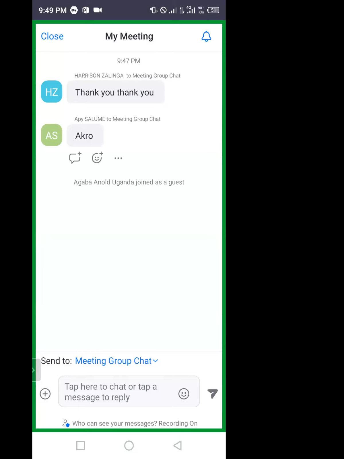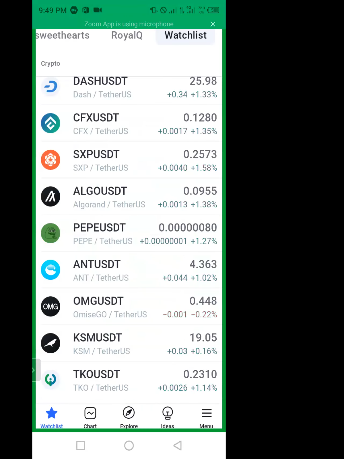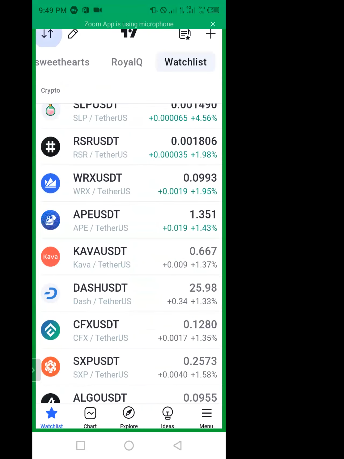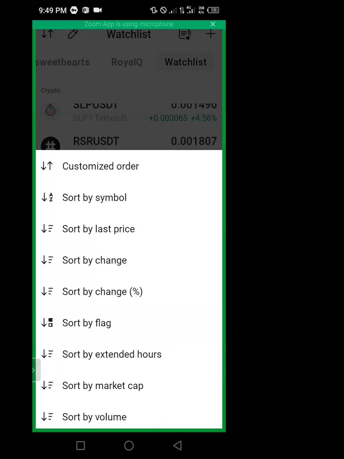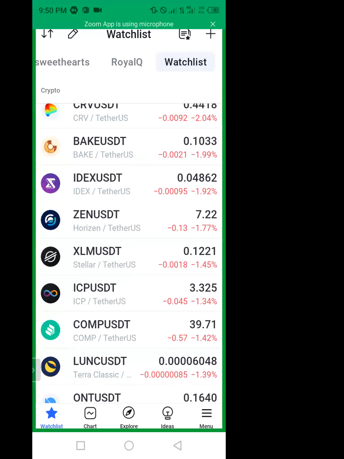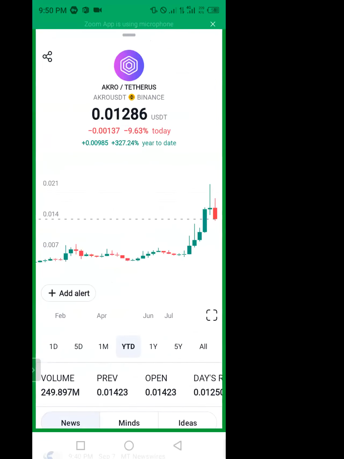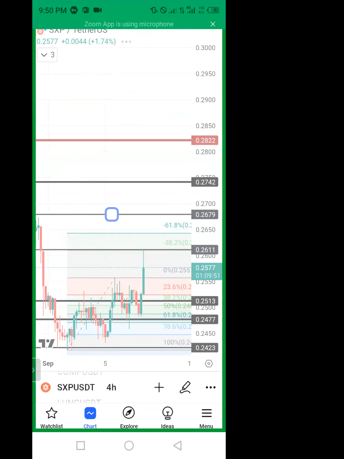People like acro. I know now people have started saying, what has happened to acro? No, don't worry. Acro gave us a lot of money the whole of last month, and now it's time to go down to fill that gap. Then after filling it, it will come back. Let's look at acro.